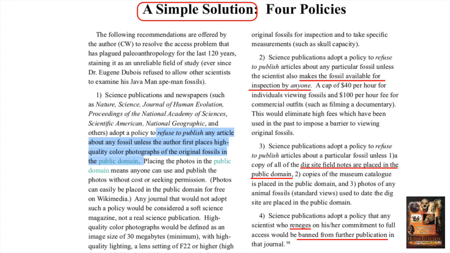You make the fossils available. He says, refuse to publish any article about any fossil unless the author first places high-quality color photographs of the original fossils in the public domain. This is what we got, everybody, and these are the pictures. Take a look at them. Plus, make the fossils available for anybody who wants to look at them. Make sure that people can see that you're putting the models together properly.